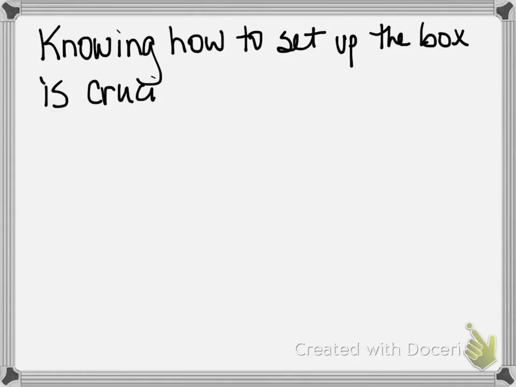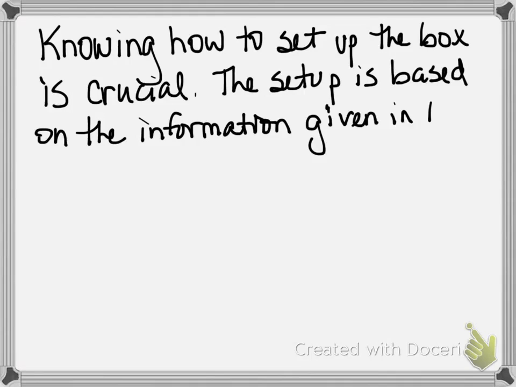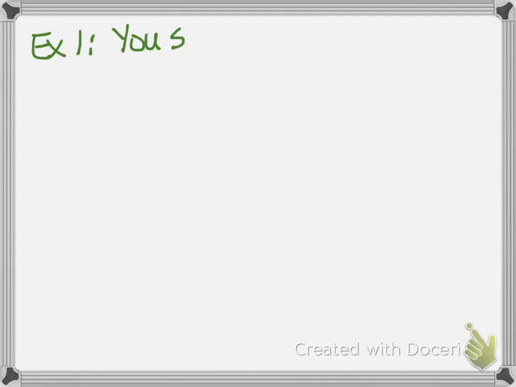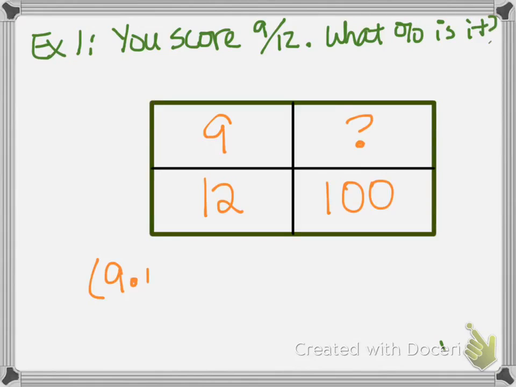Knowing how to set up the box is crucial. The setup is based on the information given in the question. If you don't do that correctly, you're not going to get the right answer. Here are several examples to help you do this. This one is you score 9 out of 12 on a quiz. What percentage correct is it?